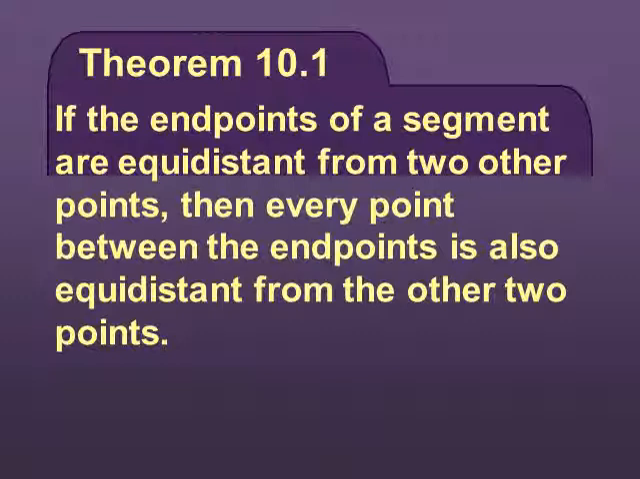We only have one theorem to go over, and it's Theorem 10.1. If the endpoints of a segment are equidistant from 2 other points, then every point between the endpoints is also equidistant from the other points. So as usual, we need to look at a picture because this is a lot of words to decode here.